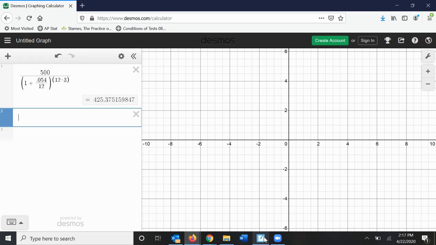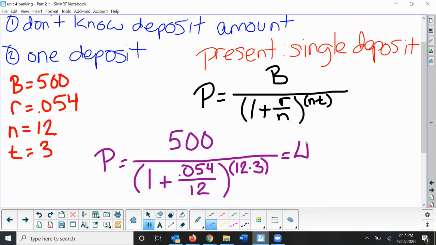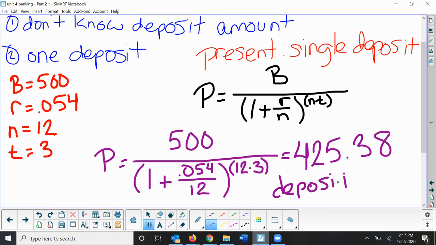So right now, my P, my principal that I would need to deposit is $425.38. So $425.38 is what I would need to deposit now in order to have $500 in 3 years.